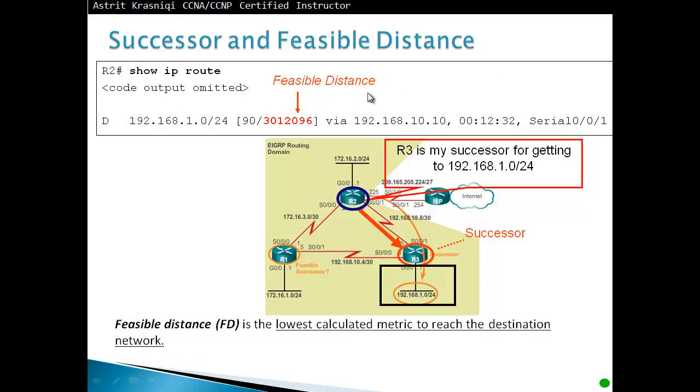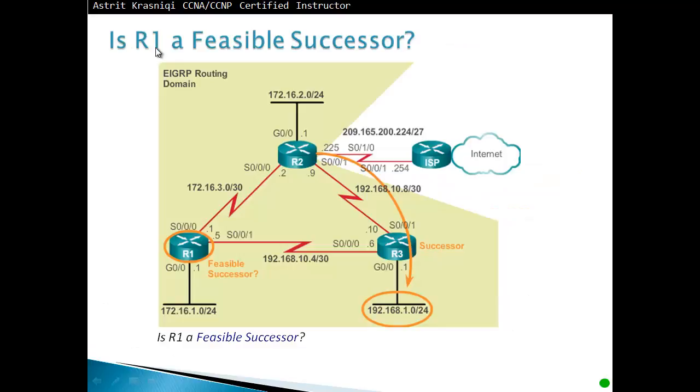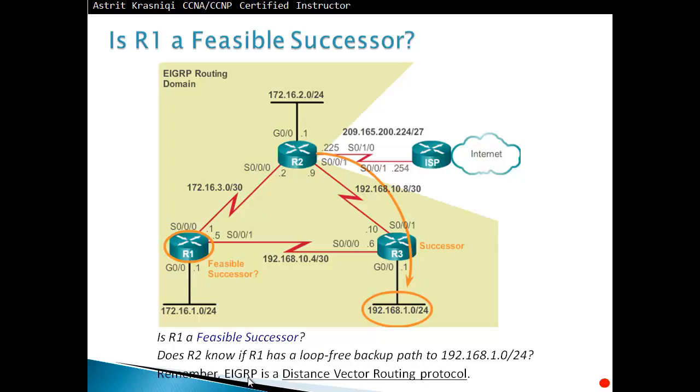So R3 is my successor for getting to the network 192.168.1.0. That's the feasibility distance. That's how much it costs me. That's a metric. So feasibility distance is the lowest calculated metric to reach the destination network, the metric for the route. R1 is a feasible successor, like a backup, right? Now, does R2 know if R1 has a loop-free backup path to the same network? Well, remember EIGRP is a distance vector routing protocol, so it doesn't know if it is loop-free.